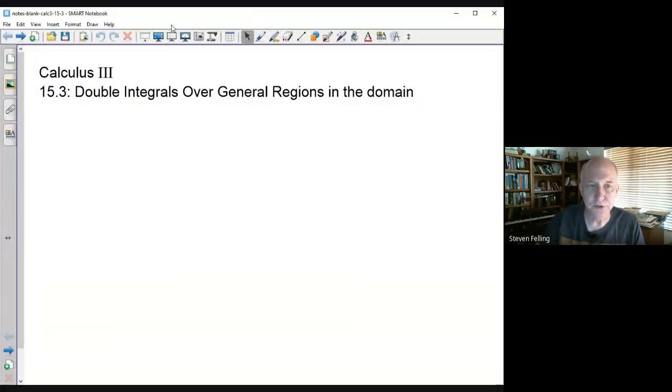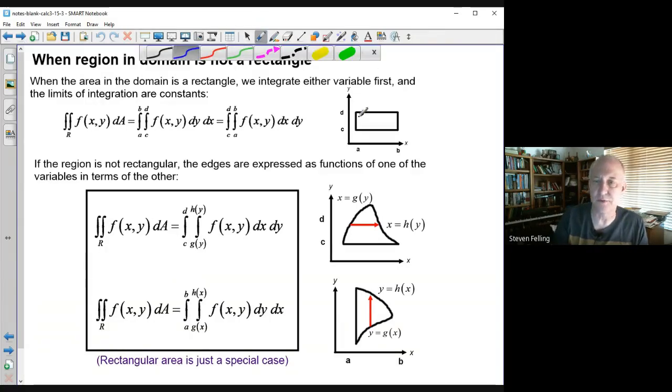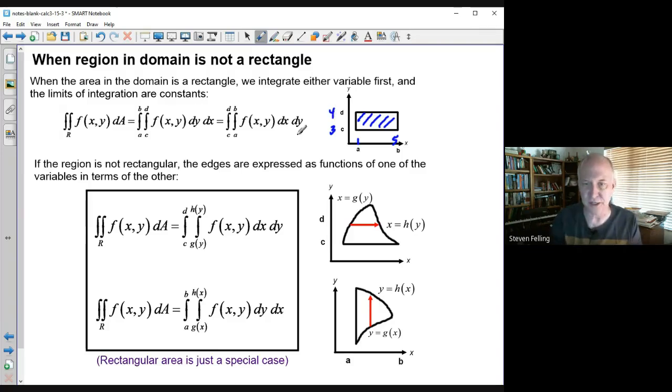Okay, so so far what we've talked about, we've defined what a double integral is. And then we said if you have a rectangular region in the domain established by numbers, like let's say from 1 to 5 in the x direction and from 3 to 4 in the y direction, then you can take the integral where x is from 1 to 5 and y is from 3 to 4.